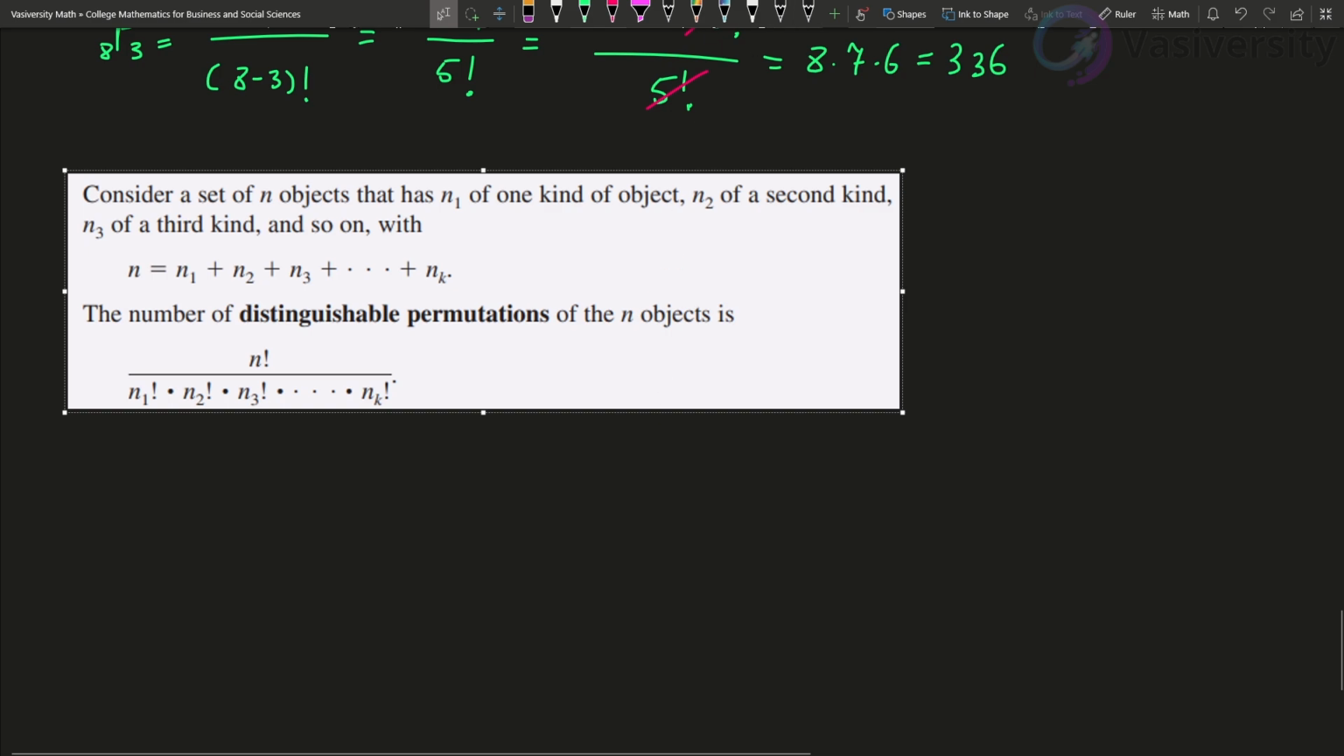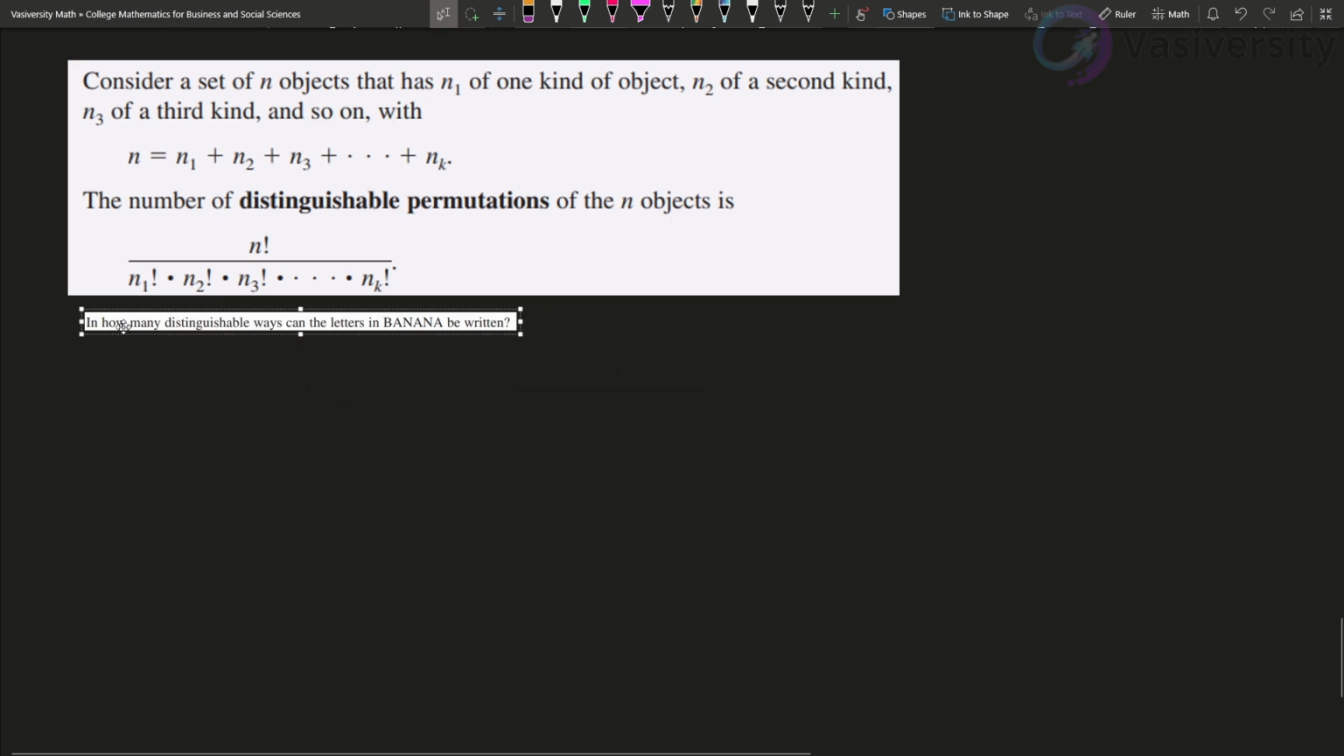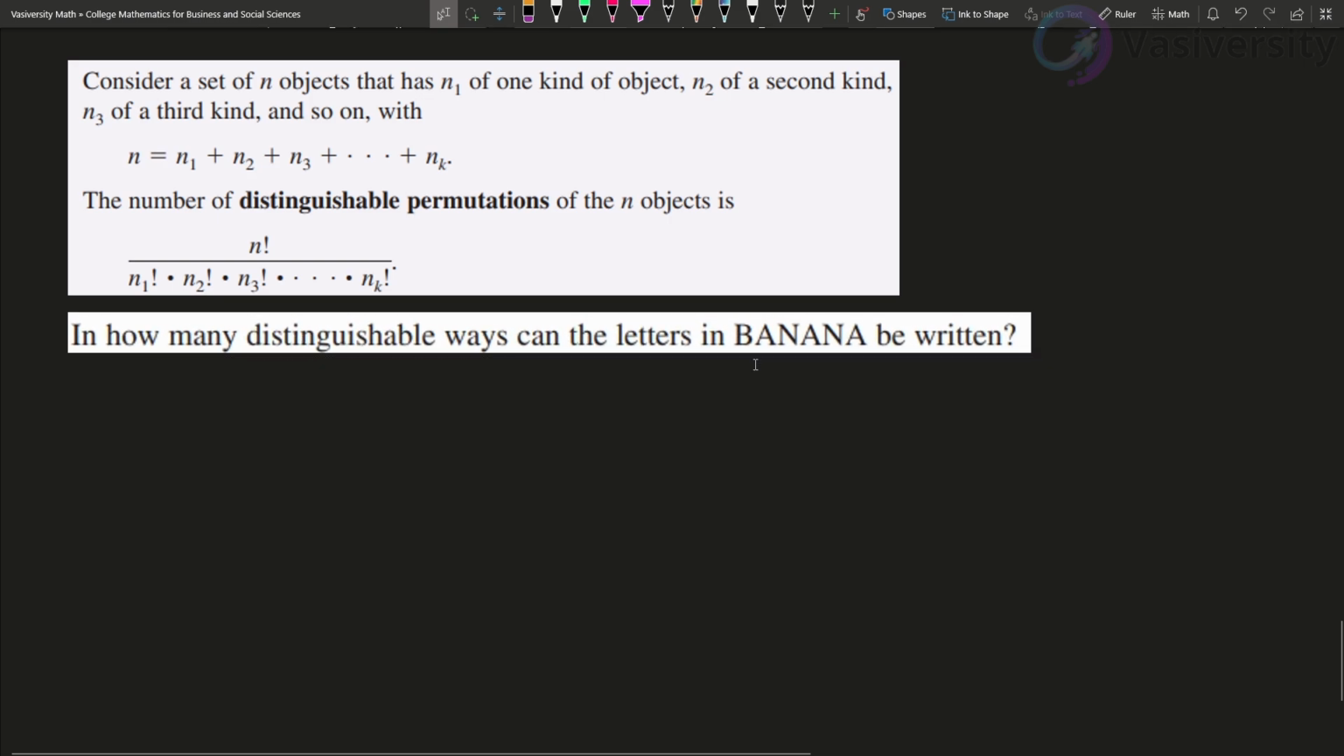Okay, and now, how would we approach that? Let's see how it looks. In how many different, distinguishable ways can we rewrite the letters in banana? Using that formula, we know we have 6 letters, so we have n factorial over n1 factorial and so on. We only have 3 different letters, b, a, and n. So n1, n2, and n3. That is equal to 6 factorial over 3 factorial times 2 factorial times 1 factorial.